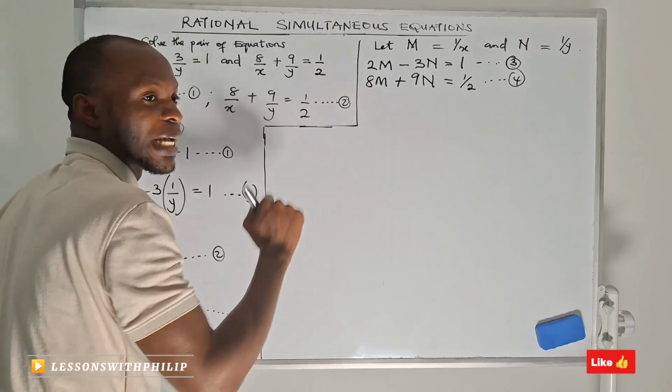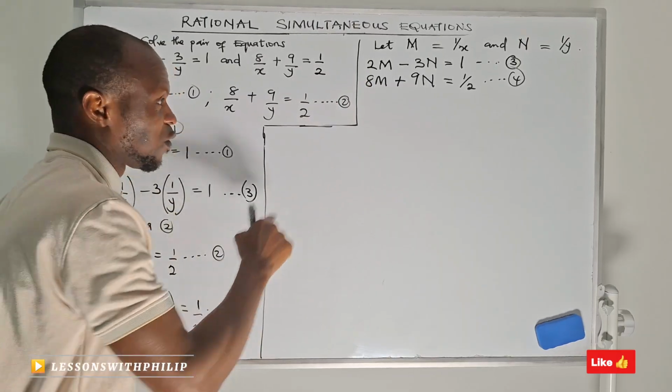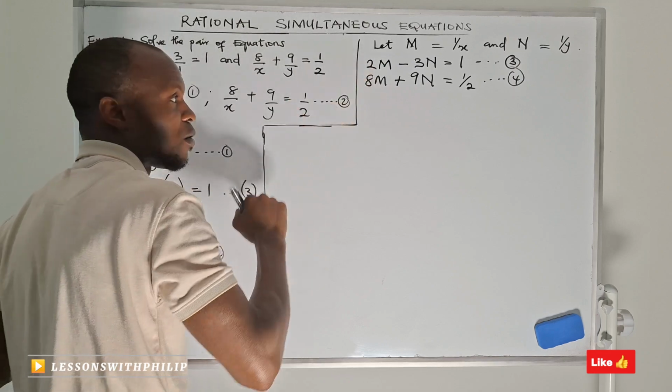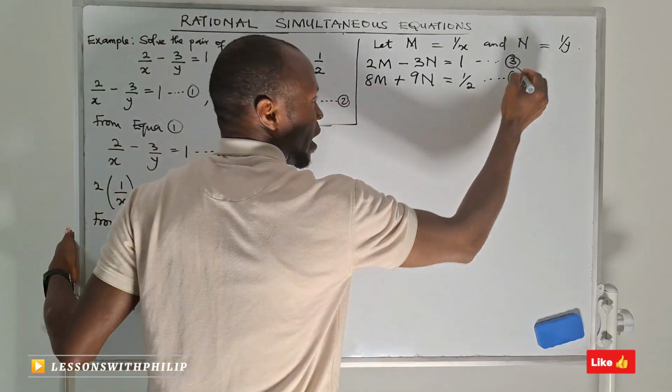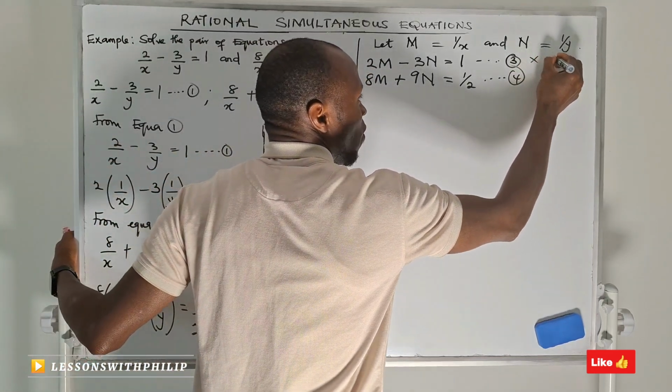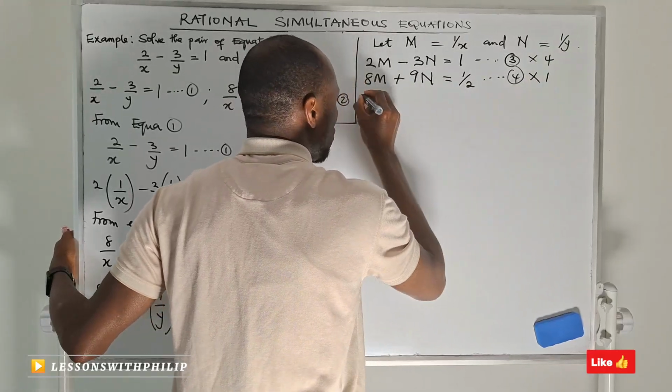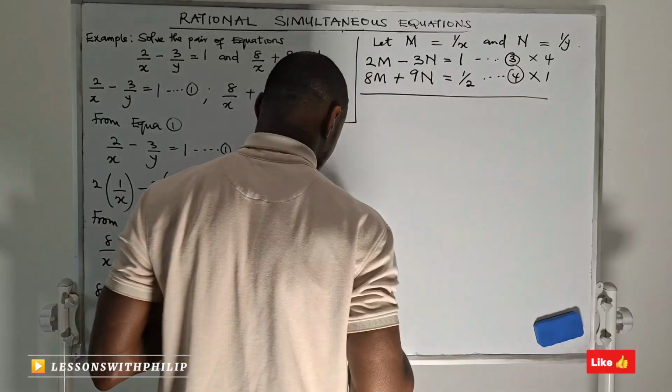Why will this one remain as 8m by multiplying it by 1? So if I multiply this one by 1, it will be 8m. If I multiply this one by 4, it will be what? 8m. So I can multiply this equation by 4, while I multiply this equation by what? By 1. So automatically I will have this.